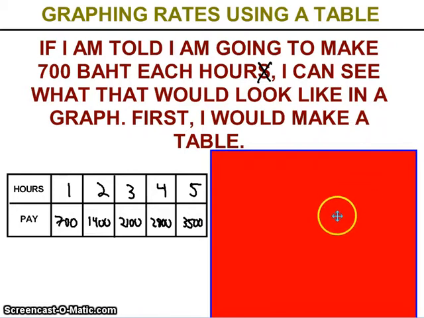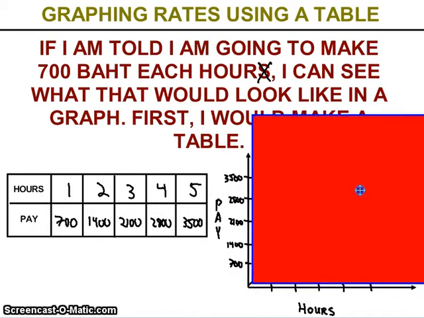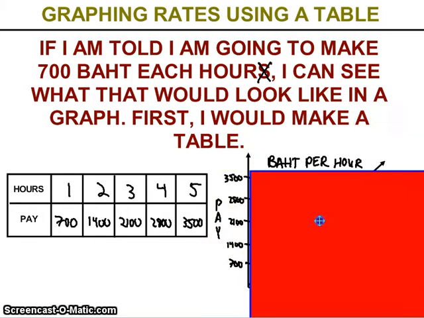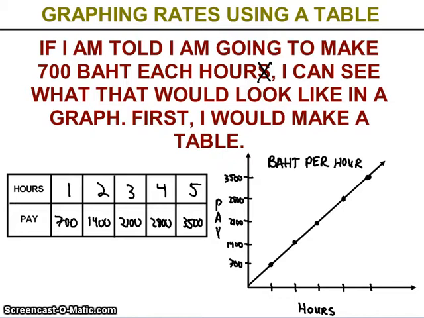So then I create my graph. Okay, here's my chart, my graph. Here are the number of hours, the number of pay. Notice I've already given it a title, baht per hour. That's what some of you are forgetting to do. And then I draw a whole bunch of points. Okay, 1 and 700, 2 and 1400, 3 and 2100, 4 and 2800, 5 and 3500.